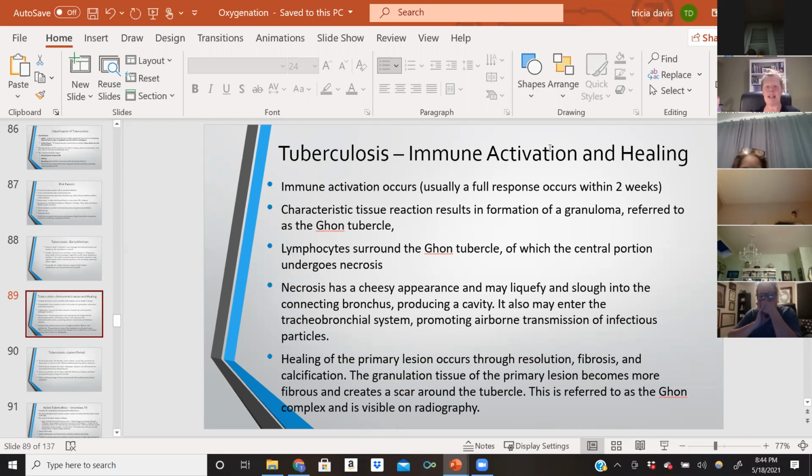Finally, you're going to have healing of that primary lesion. It's going to heal through resolution, fibrosis, and then eventually calcification. The granulation tissue of that primary lesion is going to become more fibrous, and then it's going to create a scar. This is referred to as the Ghon complex, and we can actually see this on the x-ray.